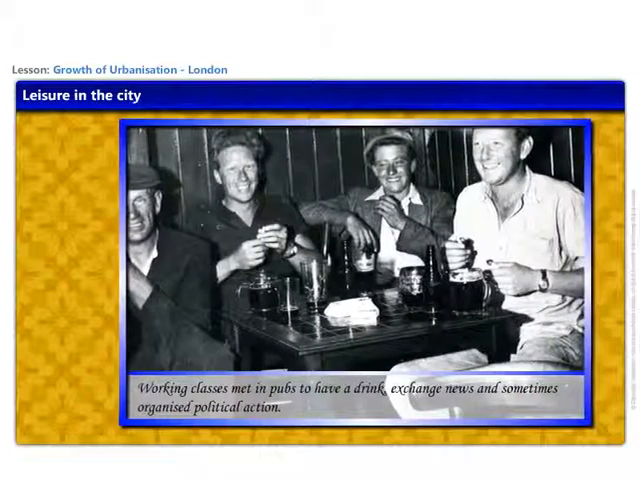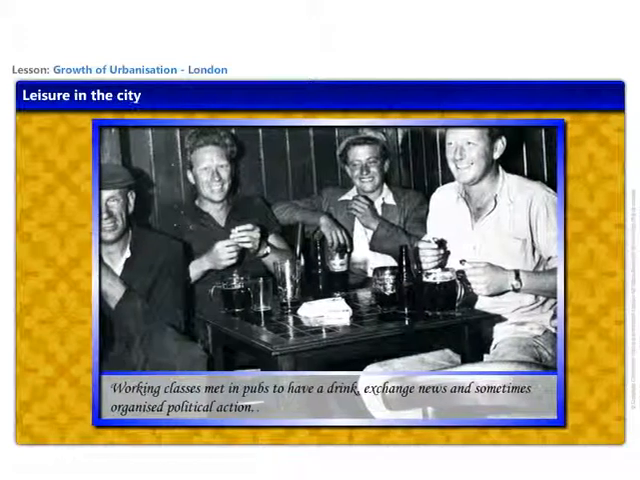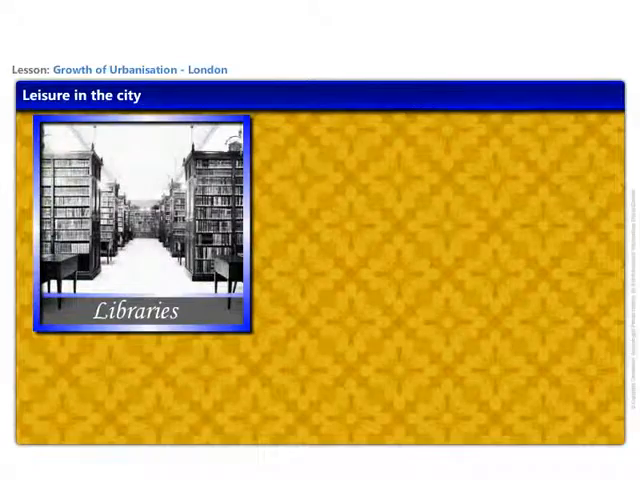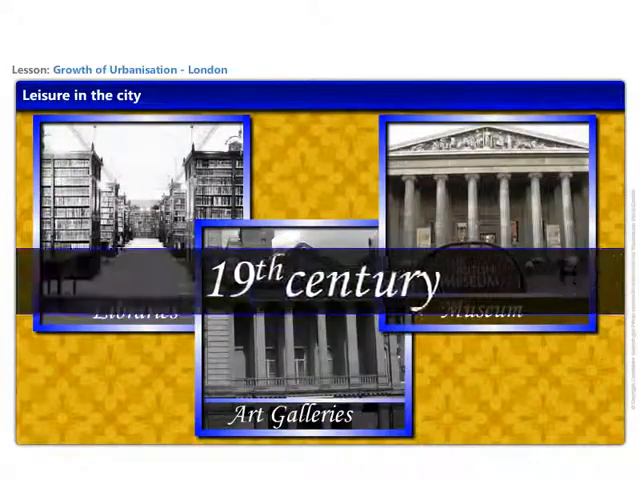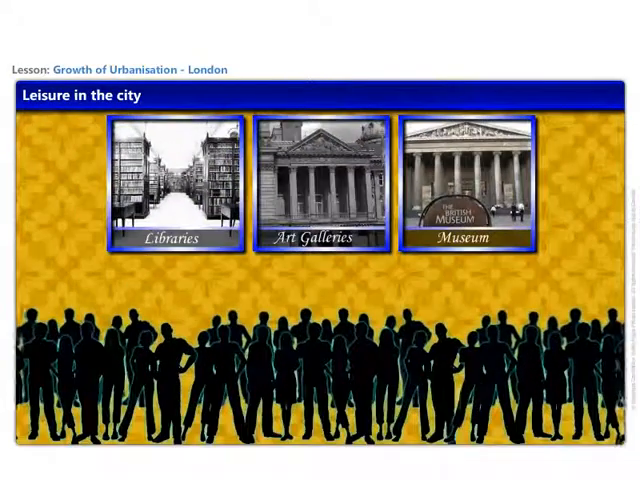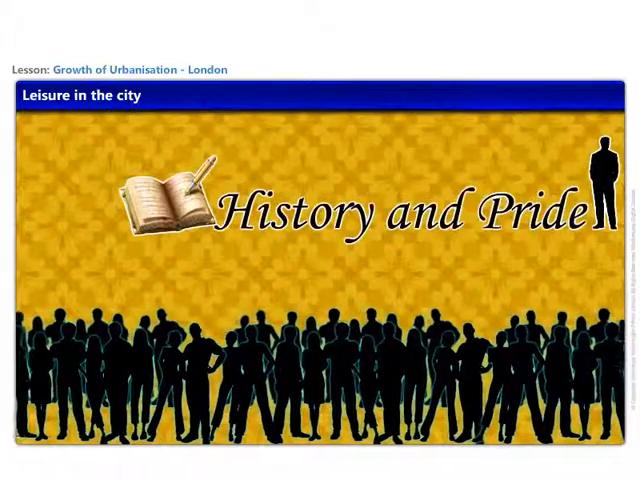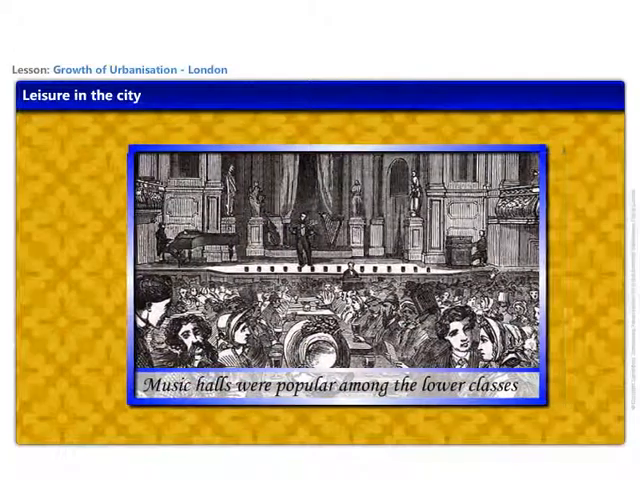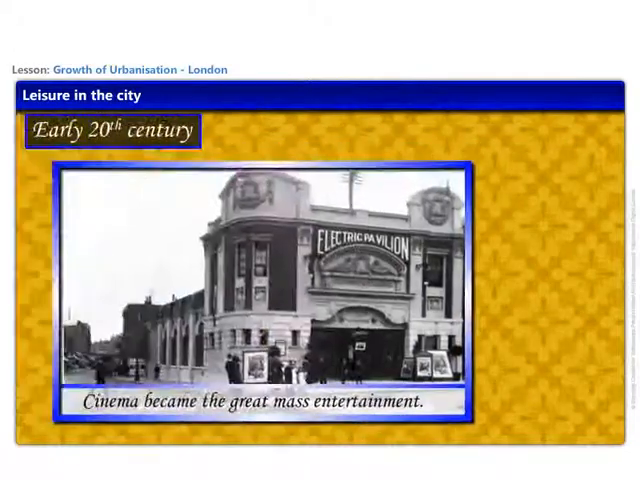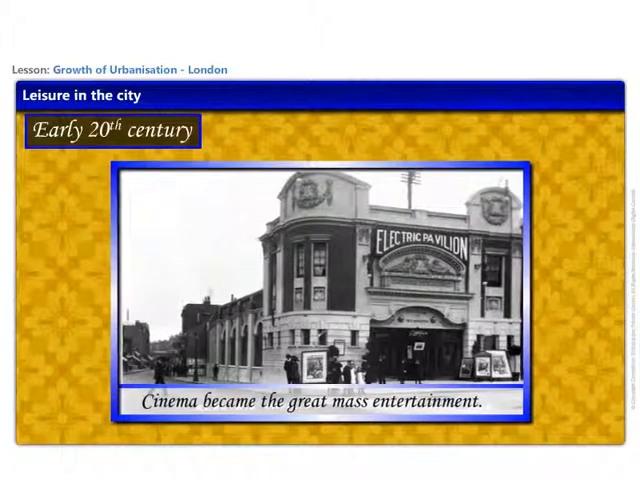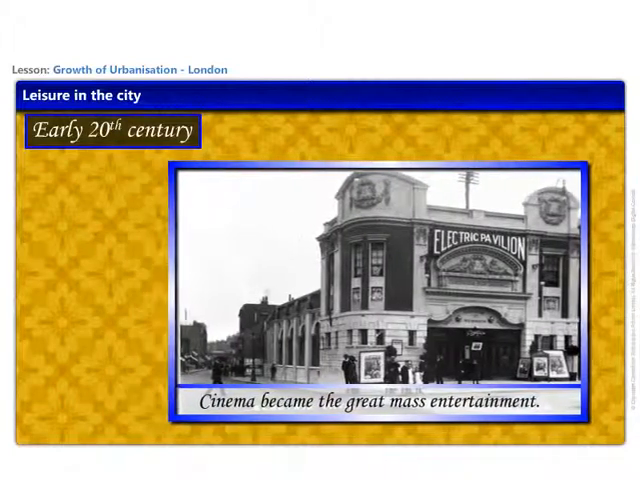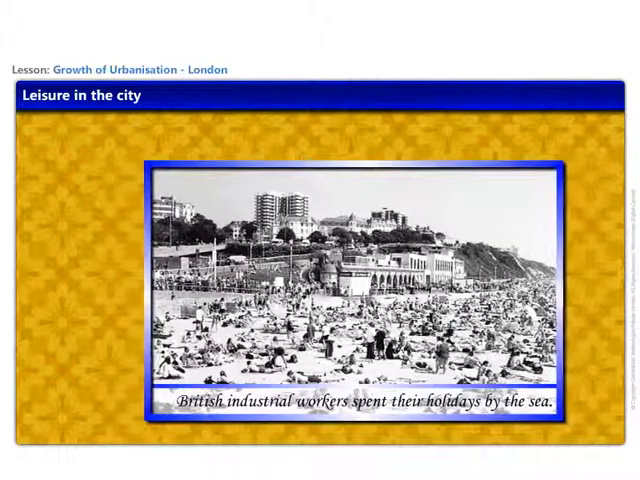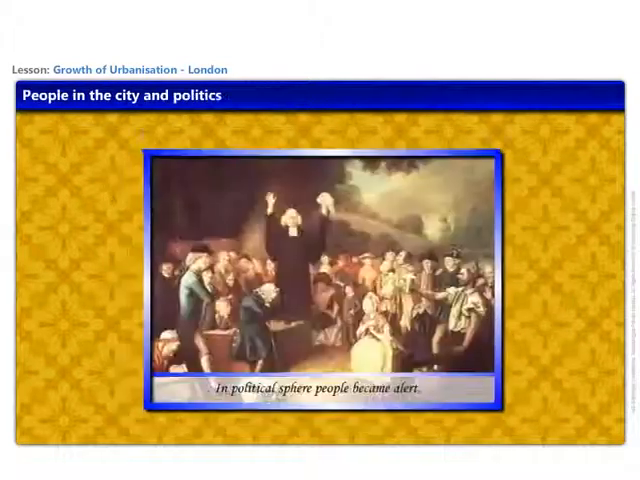Working classes met in pubs to have a drink, exchange news, and sometimes organize political action. Libraries, art galleries, and museums were established in the 19th century to provide people with a sense of history and pride in the achievements of the British. Music halls were popular among the lower classes, and by the early 20th century, cinema became the great mass entertainment. British industrial workers were increasingly encouraged to spend their holidays by the sea.